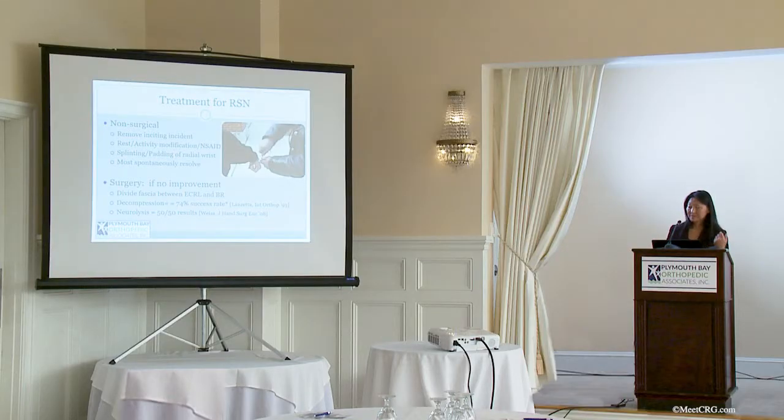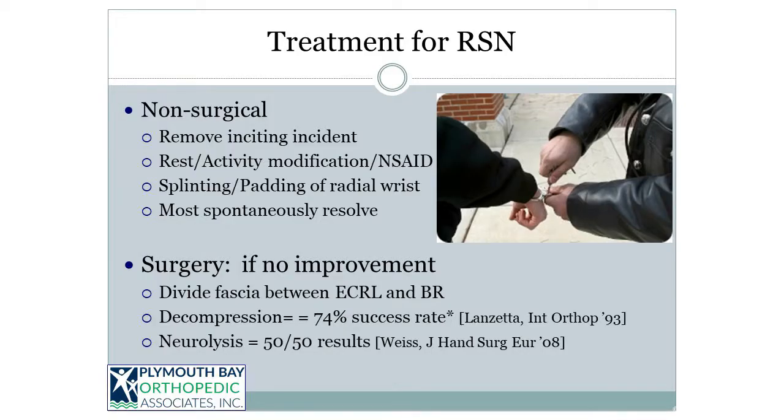So treatment, similar to treatment for everything again. First, you want to remove the inciting incident. So take off the handcuffs, take off the bracelets, the tight watch, rest, changing how you're doing things, anti-inflammatories. And here the anti-inflammatories are to try to decrease the inflammation in those muscles and tendons. Splinting and padding may work. Most of these cases resolve on their own and don't need surgery, which is good because the surgery is not as effective as we would like. So luckily, it gets better on its own.